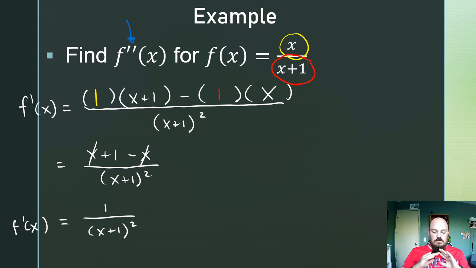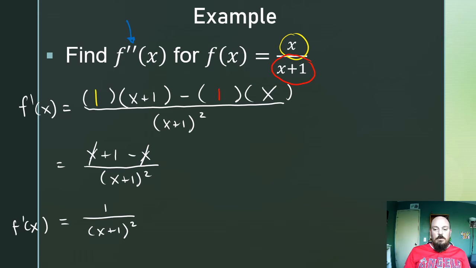Now I'm going to stop and completely restart the question. I'm going to find the derivative of exactly what you see. My new question is find the derivative of 1 over x plus 1 squared. And once we have that, that'll be the answer to the question. It'll be the second derivative.